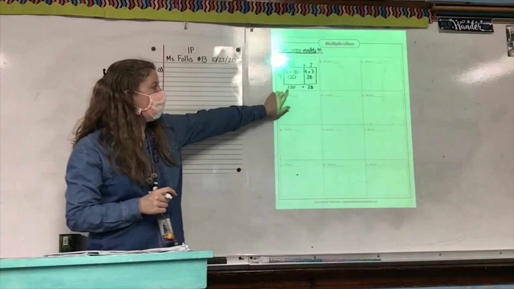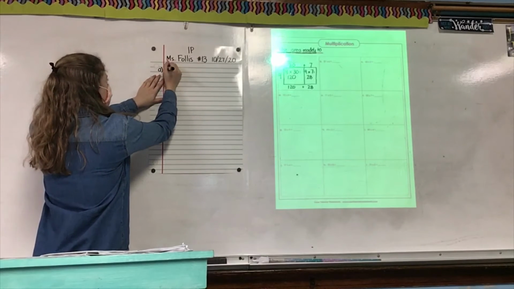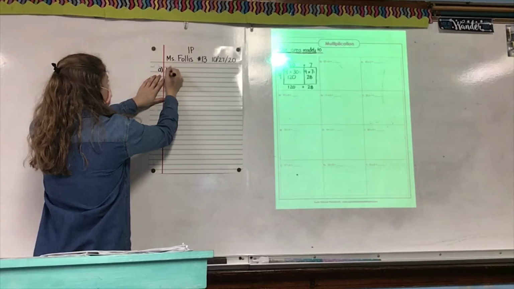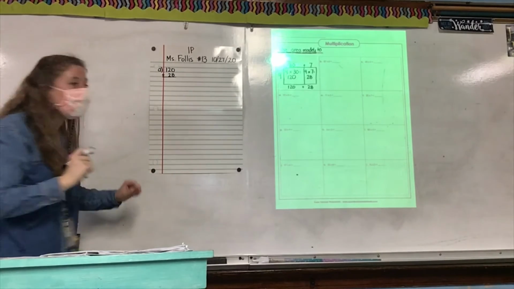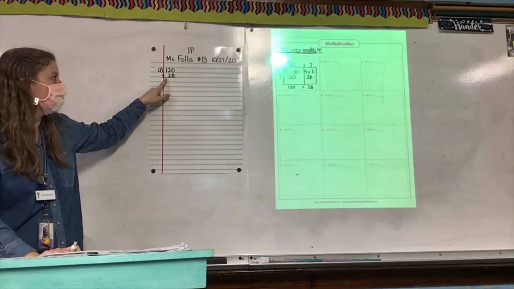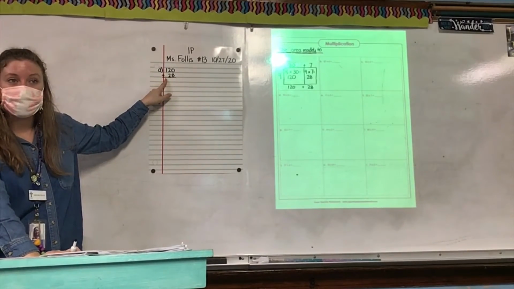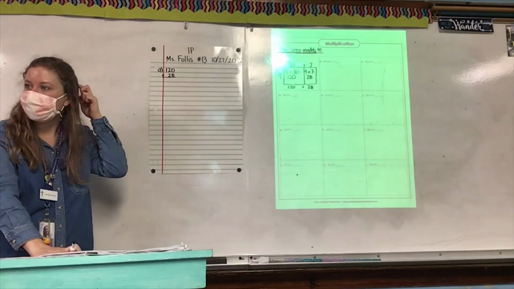Now, I know I have to add 120 plus 28, so I'm going to write it up and down vertically, 120 plus 28. I'm making sure to line up my 1s with my 1s, my 10s with my 10s, and if I had 100 in both numbers, I would line up my hundreds. Is everybody with me so far?